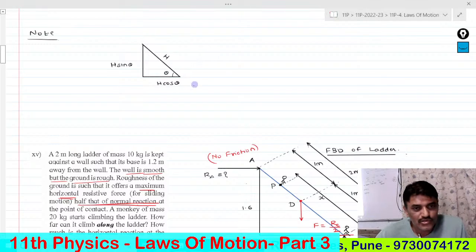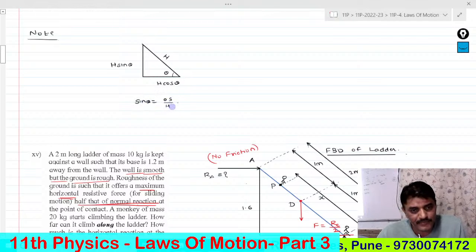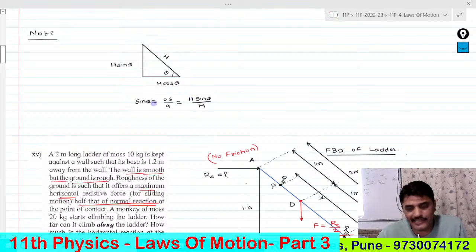All right. Because if I write here sin theta, what am I going to get there? Sin theta is opposite side upon hypotenuse, correct na? What is the opposite side? h sin theta upon h. Is that giving me again sin theta? Correct? You can verify this for cos theta also. Cos theta is adjacent side upon hypotenuse, right? What is the adjacent side here? h cos theta upon h.